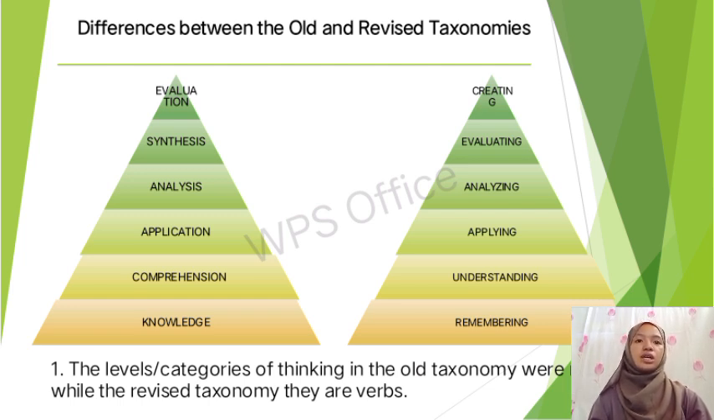We have the following pyramid, which is yung first is the old taxonomy and the next naman is the revised taxonomy. So, for example, yung knowledge, naging remembering. Yung comprehension, naging understanding. Yung application, naging applying. Yung analysis is naging analyzing. And yung synthesis is naging evaluating.